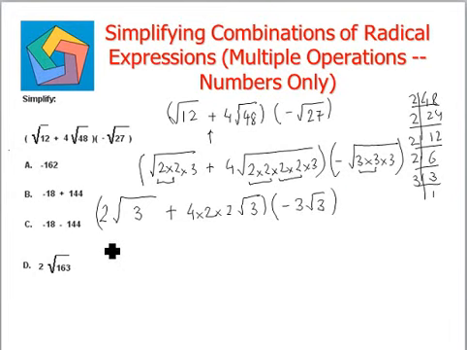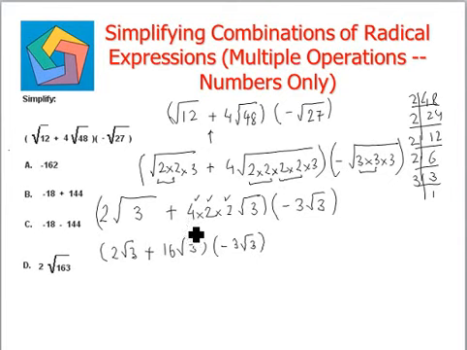Now this can be further simplified as 2 root of 3 plus 4 times 2 is 8, 8 times 2 is 16 root of 3, times negative 3 root 3. So now the radical part is the same, and we can add the two expressions. 2 root of 3 plus 16 root of 3 is equal to 18 root of 3, and the second parenthesis stays as it is, that is negative 3 root of 3.